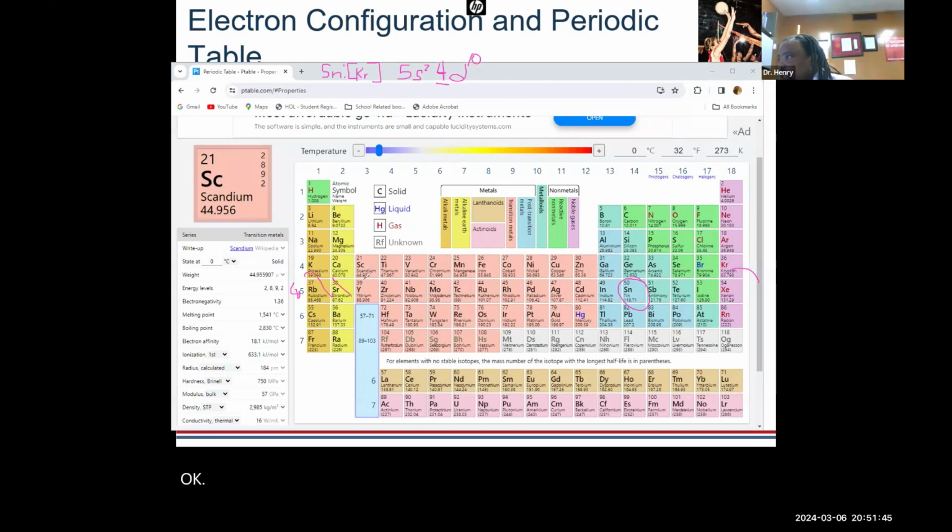And then after the 4d10, that's taking care of this here. Then would it be the 5p6? 5p2? Or do you have to go to the 4p? Nope, 5p2, that's right. There we go. That's how it works.